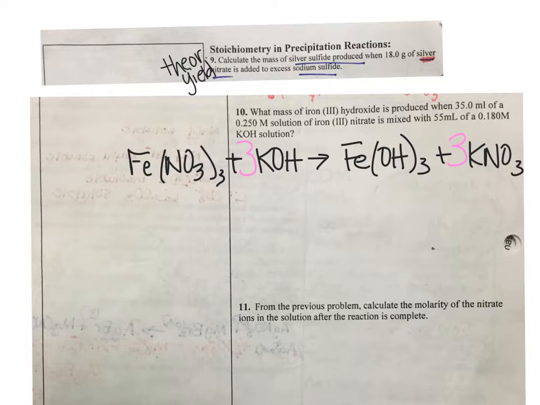I mean, so it says produce when 35 milliliters of a 0.25 molar iron(III) nitrate. So we know that this guy is 0.250 molar, and we have 35 mils of him, right? And then it's mixed with 55 mils of a 0.180 molar potassium hydroxide.